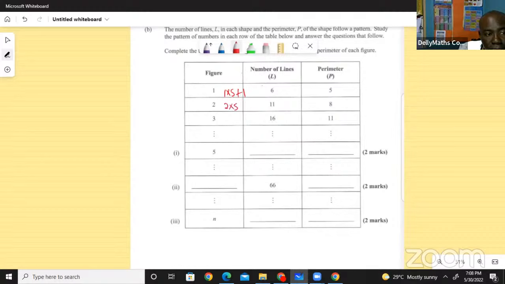2 times 5 plus 1 gives you 11. 3 times 5 plus 1 gives you 16. Therefore, for this part, it will be 5 times 5 plus 1, and that is going to give me 26. So you notice how I pick up my 26 there easily. I saw the relationship between the first column that says figure and the number of lines L. You multiply the figure by 5 and then add 1, and then you would have gotten the lines needed.